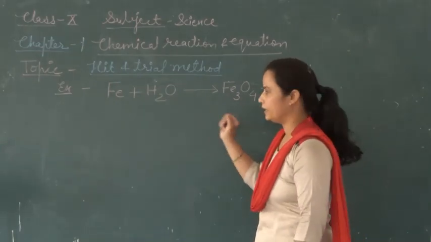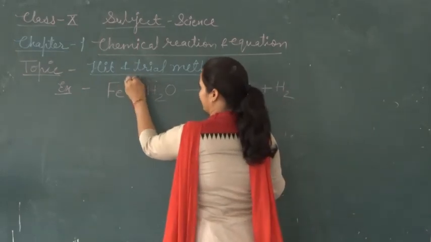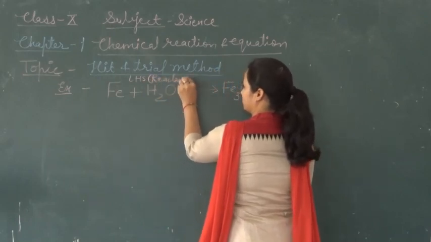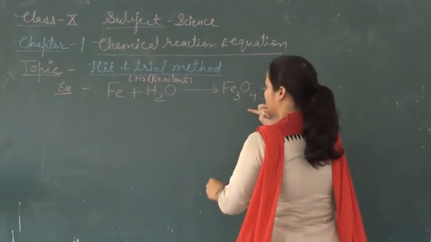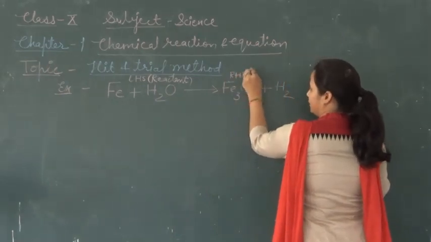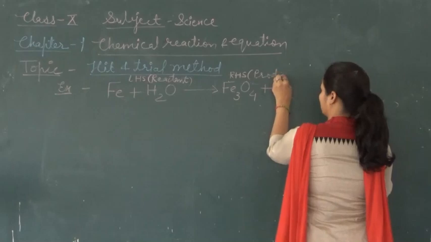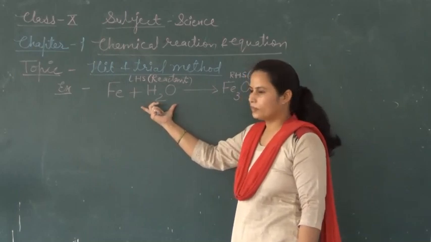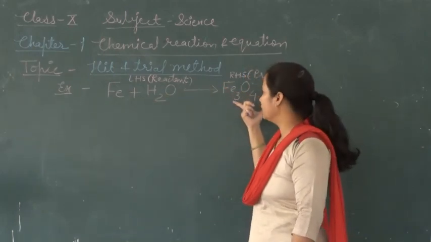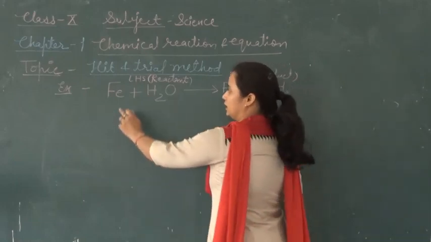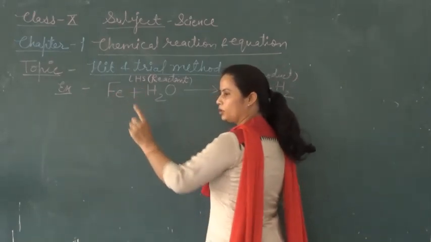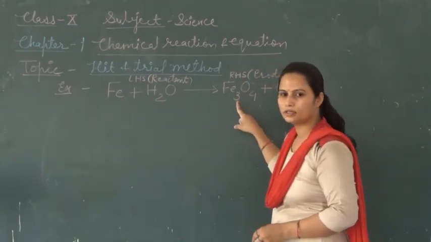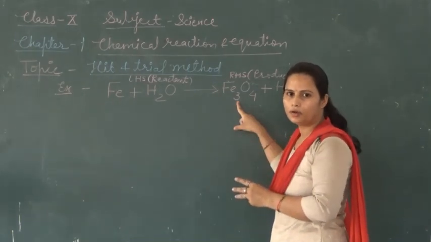Now let me check. At the left hand side we always write the reactants, and at the right hand side we write the products. The main principle says that the mass on the left hand side is always equal to the right hand side. So first we check. Here the number of iron atoms at the left hand side is only 1. At the right hand side Fe3 means 3 atoms of iron.